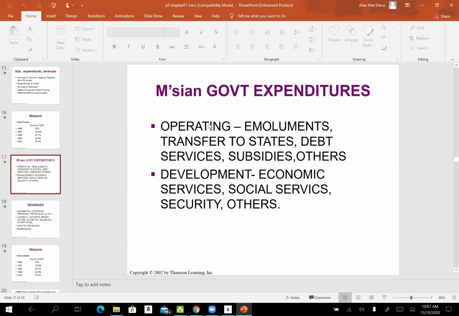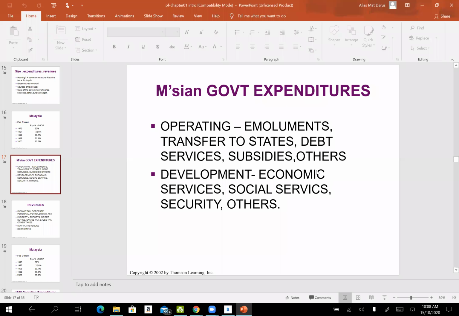Now, operating expenditure is like consumption expenditure. This is to maintain the government. That will include the emoluments, the transfers, subsidies, the salaries to government staff. So these are to operate the government. Development is like investment. This is where, if the government wants to build a new school or new hospital, that will come under development.